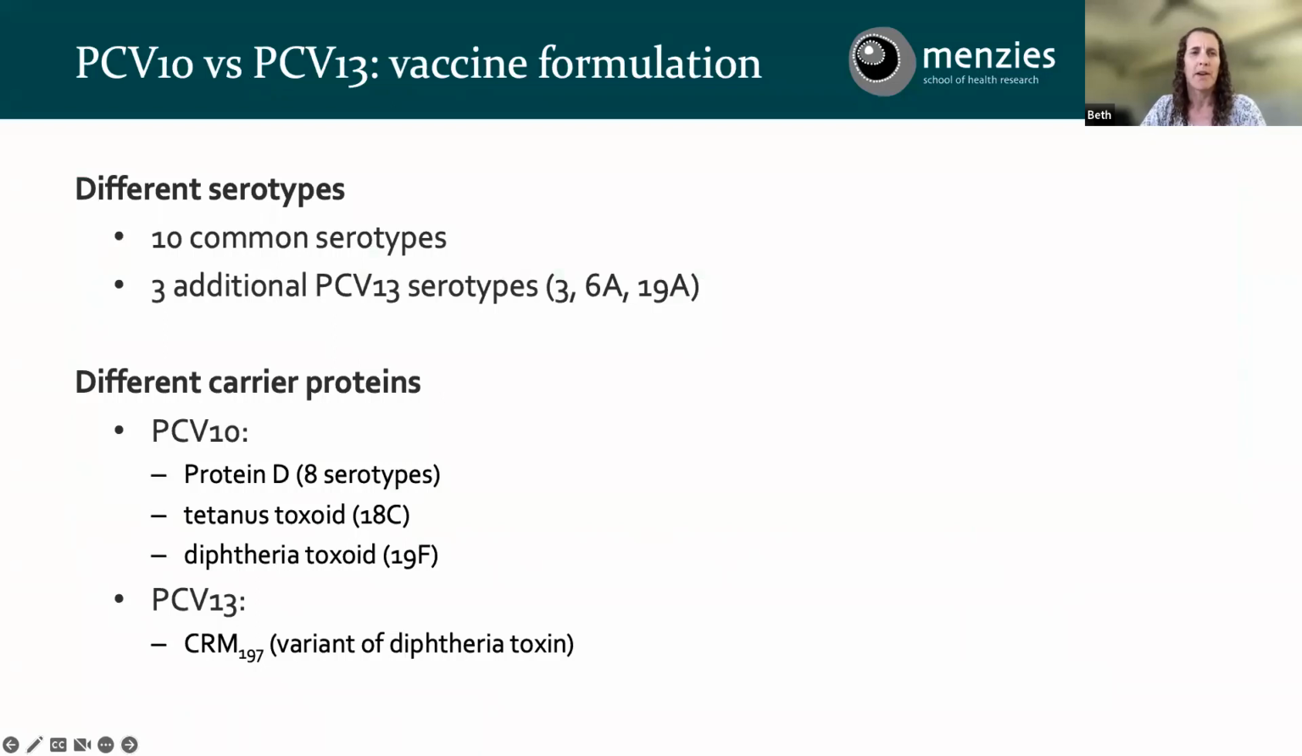So now to look at the comparison between PCV10 and PCV13. In terms of the formulation, as I've already shown, they contain different serotypes. They also differ in the carrier proteins that they use. The main point here is that in PCV10, 8 of the serotypes are conjugated to protein D, which is actually a cell surface protein from non-typable Haemophilus influenzae. And therefore that vaccine actually has the potential to protect against not only pneumococcal infections, but also NTHI infections.